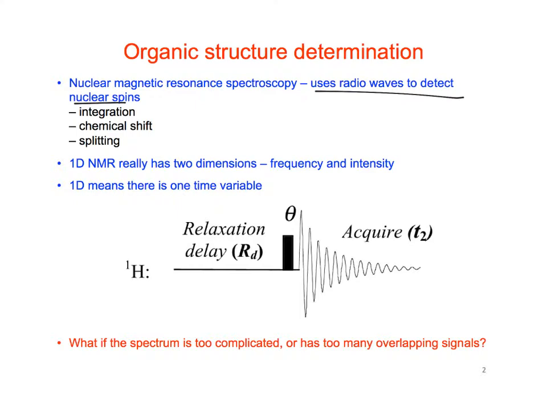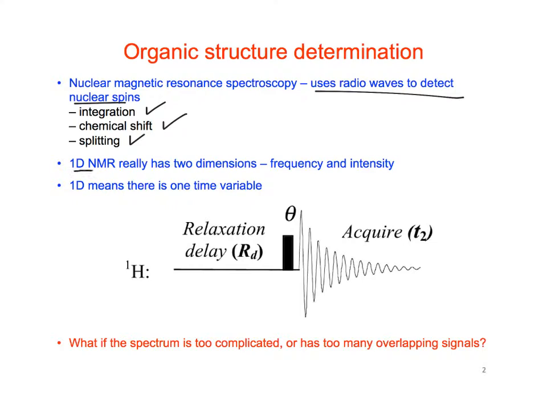We know that when we interpret the data, we can get integration information. So this tells us the relative number of protons within a given signal. We learned about chemical shift, which tells us something about the chemical environment that the proton or C13 is in, and we learned about splitting. Okay?